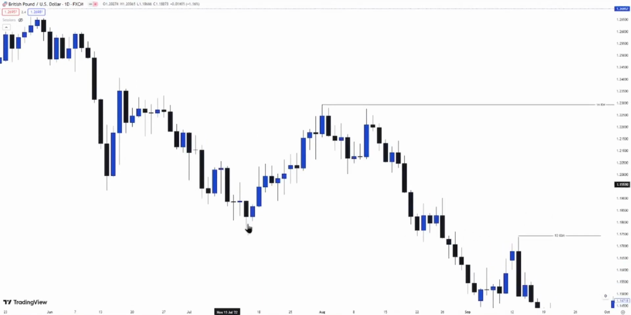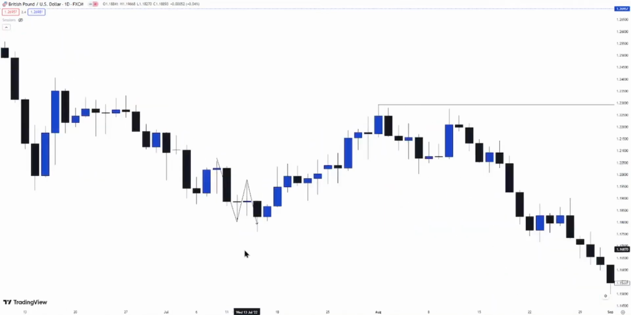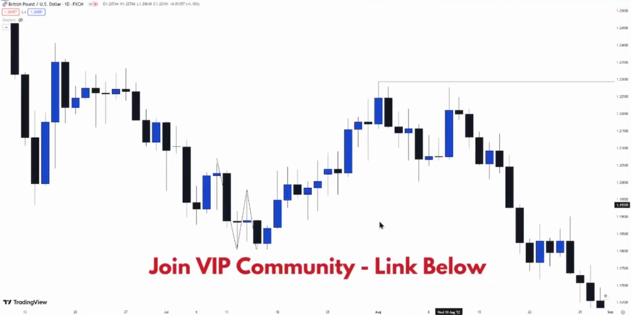Okay, look at this structure here. Now, let me show you what happened here. From this high, price printed this low. All right? And from this low, price printed this high and then came back down. I think it took out that low. It took it out, as you can see. Let's zoom this so that you can see. Okay? So it took out that low.